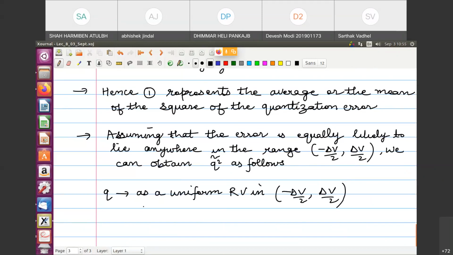So the PDF is P of Q. You know that it has to be 1 upon the length of the range, if at all I am saying that it is a uniform random variable. So P of Q is nothing but 1 upon delta V, for Q belonging to minus delta V by 2 to delta V by 2.